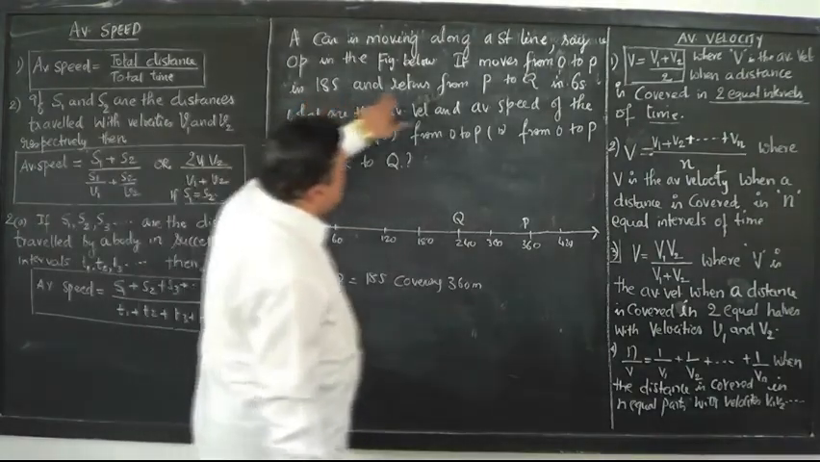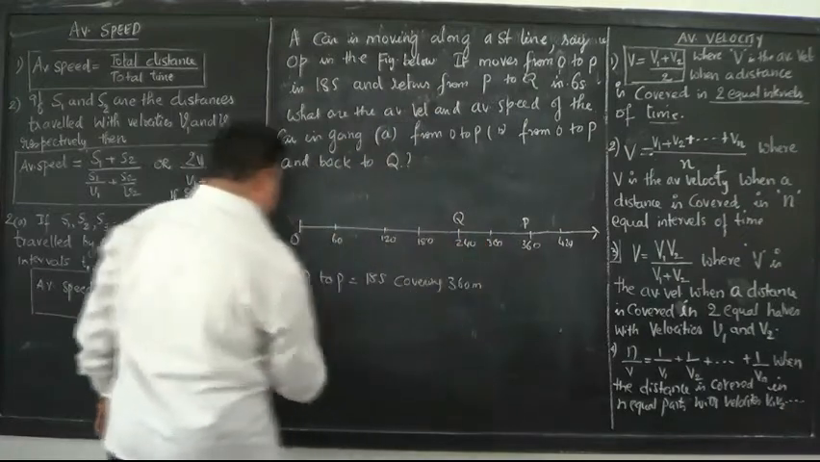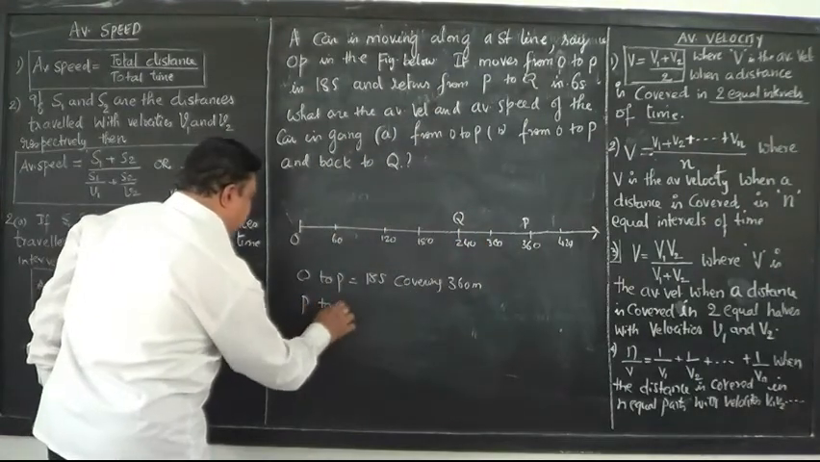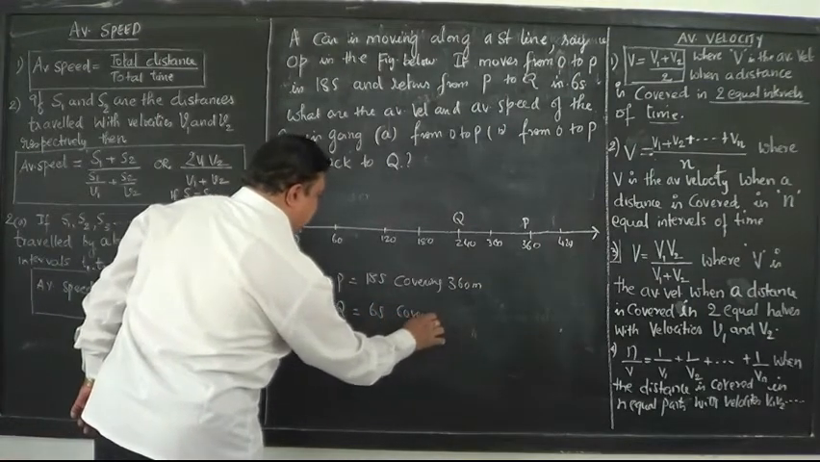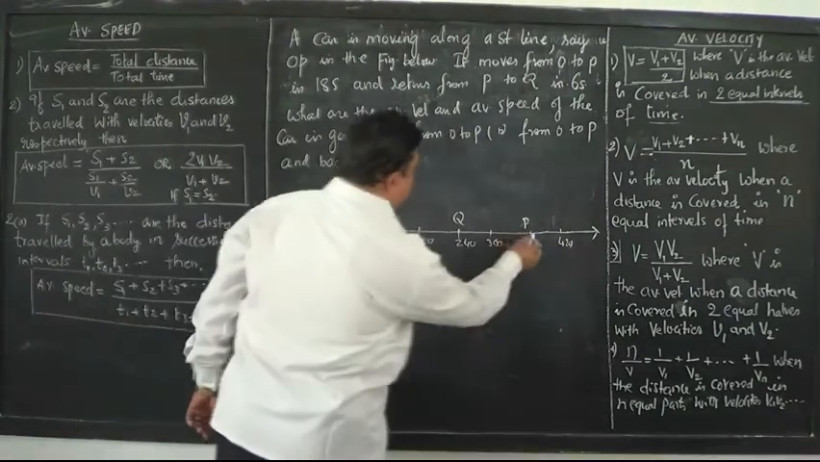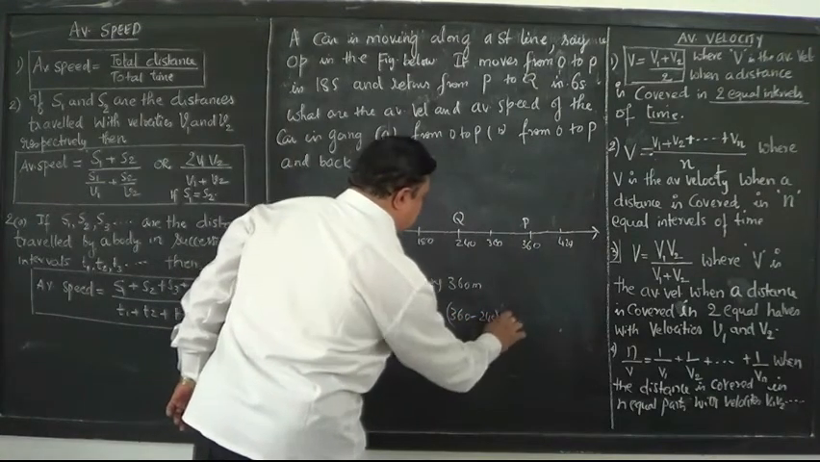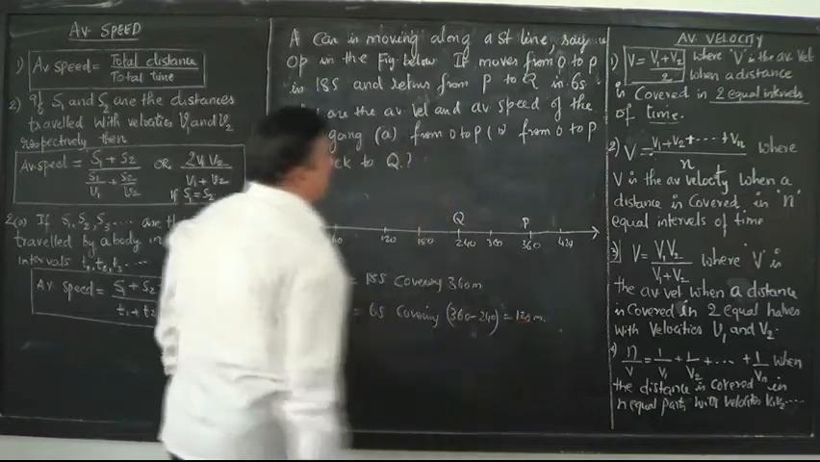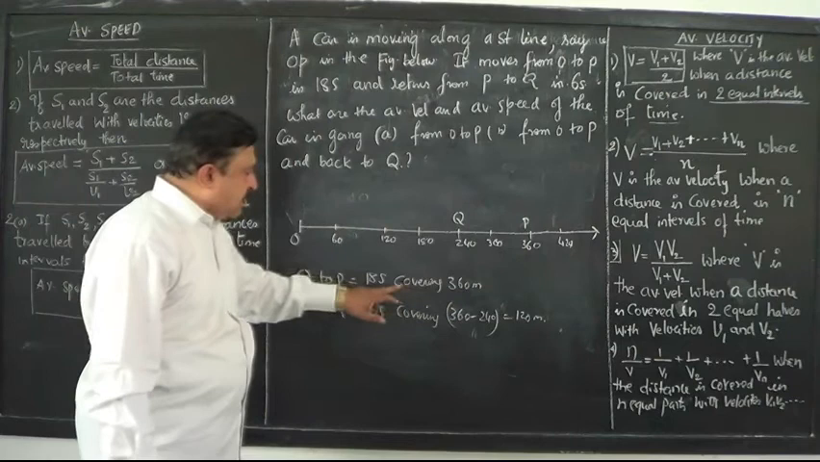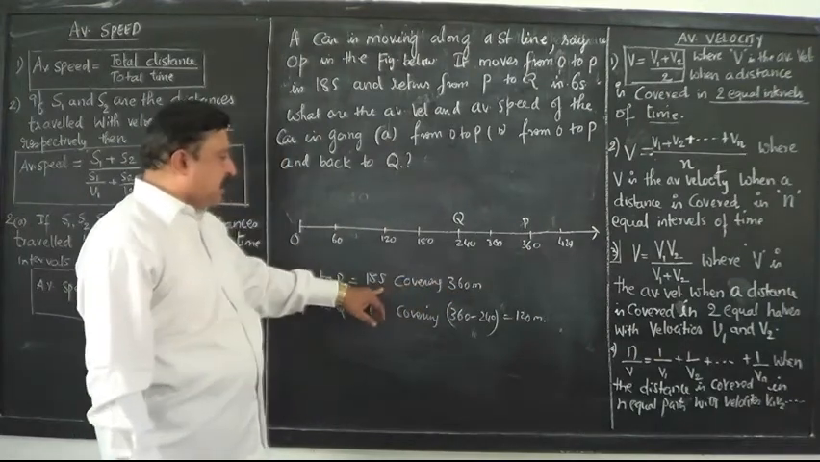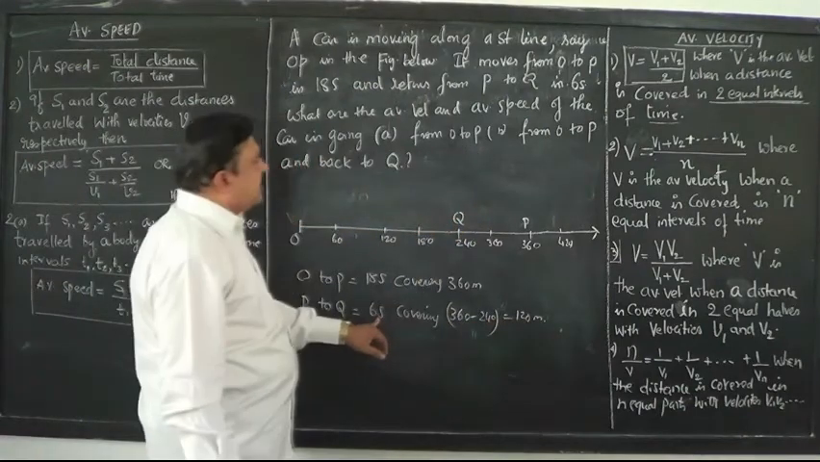Okay. And it returns from P to Q in 6 seconds. The time to travel from P to Q is 6 seconds. You know what the distance from P to Q is? 360 minus 240, that is 120 meters. Okay, so this is the situation. Here 360 meters is the distance and 18 seconds is the time, and here 120 meters is the distance and 6 seconds is the time.